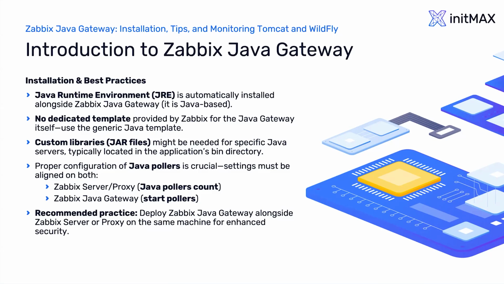And of course, if you have monitoring software, it's always a good idea to monitor your monitoring software. There's no dedicated template for Zabbix Java Gateway monitoring, but there's a generic one which is applicable for most Java applications, and it works perfectly fine with Java Gateway as well because it is also a Java application. Custom libraries, jar files might be needed for specific Java servers, typically located in the application's bin directory. That's also one of the practical things that we're going to do today.